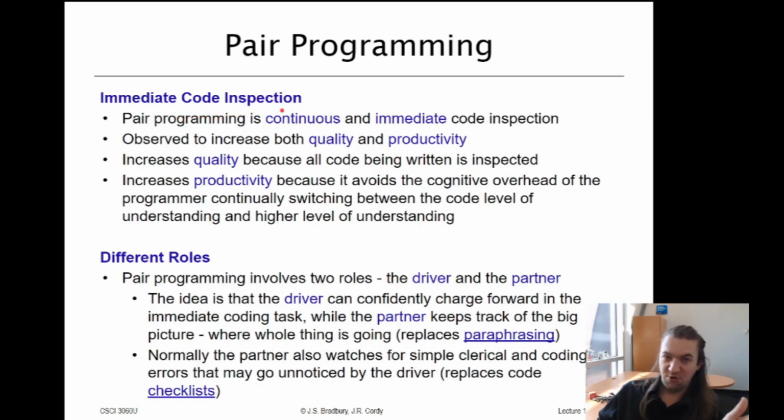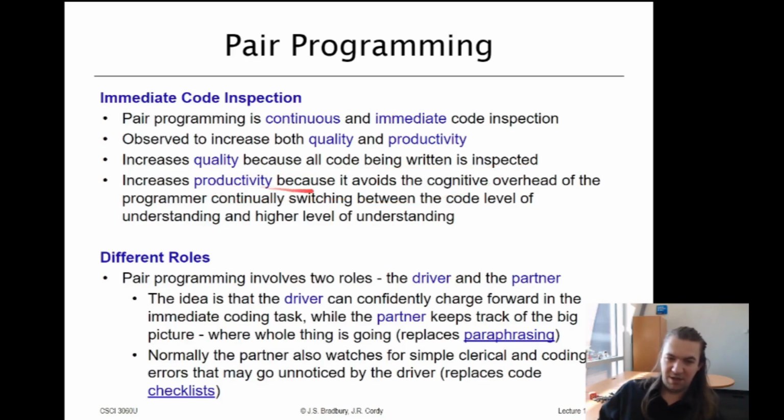So, the benefit of pair programming is it's immediate. If there is an error introduced, you see it right away. So you're less likely to have things like typos because the second person will say, hey, you made a typo, and notice it more often. So it's shown to improve quality, shown to improve productivity. Quality because you're inspecting all the code as it's written as opposed to waiting until later.